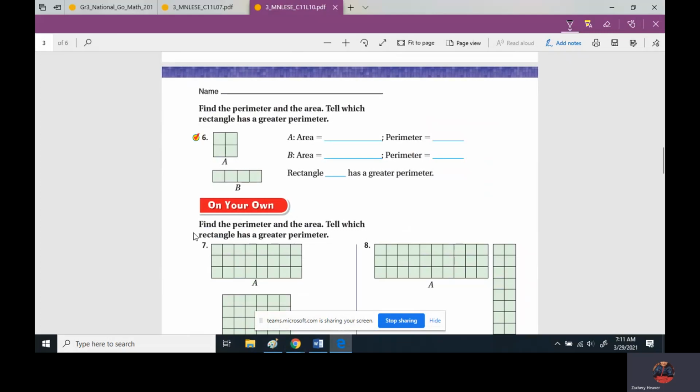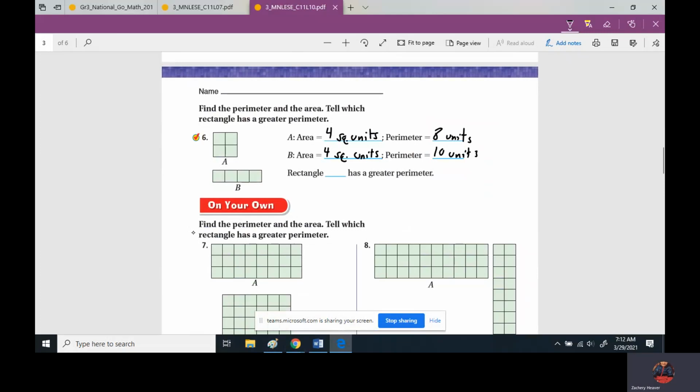Find the perimeter, area, and tell which has the greater perimeter. So the area for A is 4 square units. The area for B is 4 square units. The perimeter for A is 2, 4, 6, 8. 8 units. The perimeter for B is 4, 8, 9, 10. 10 units.